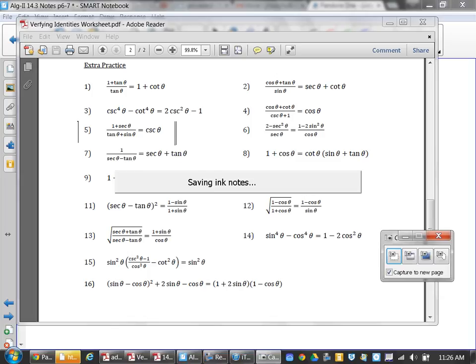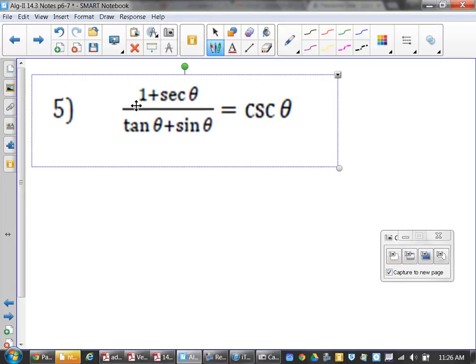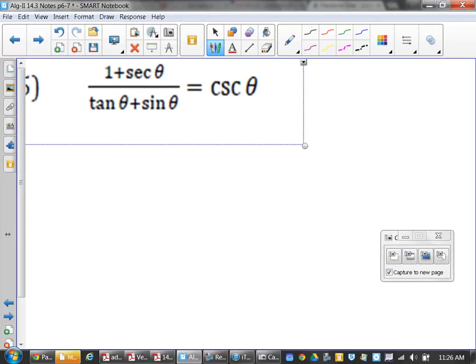So on number 5, I'm hoping by now you would have recognized these little subtle things you can do. In this case, since you've got addition in the denominator, you might think you can do your conjugate. But it doesn't get you anywhere, because you're not going to be able to create a real clean value for anything.